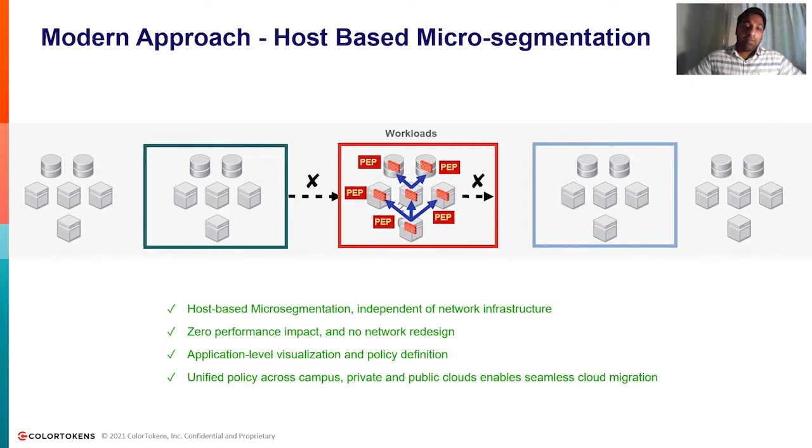Especially nowadays, customers tend to have hybrid environments where they maintain on-premise data centers as well as public cloud data centers to maintain disaster recovery or active scenarios. By implementing this kind of microsegmentation policy, they can unify the policies across campus, private and public cloud, enabling seamless cloud migration with zero trust security implementation.